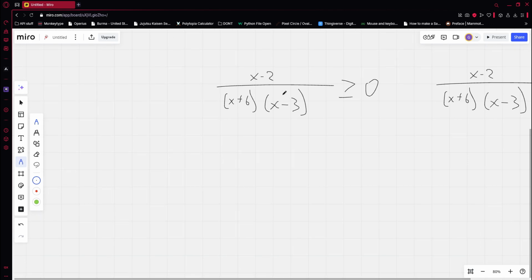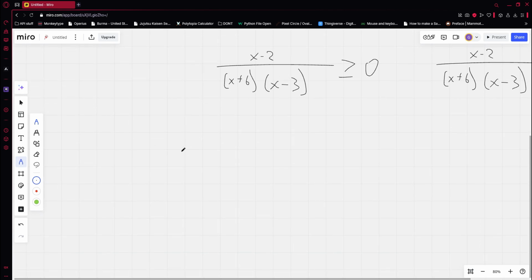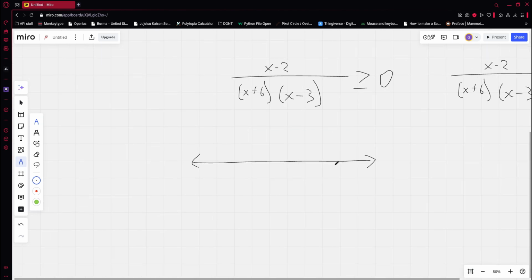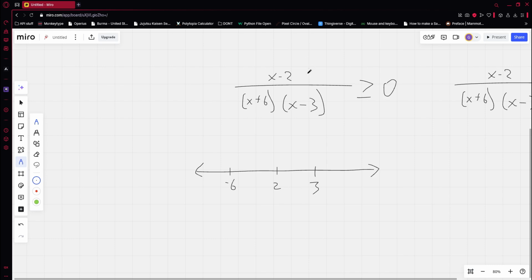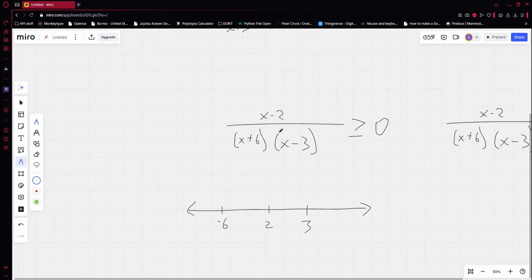So we just factor as normal, right? We have all our zeros here. Draw our sign chart. Okay, we have negative 6, 2, 3. We plug in a test value for this first initial point. Let's say negative 10. So negative 10 minus 2, negative. Negative 10 plus 6, negative. Minus 3, negative. So it will all be negative. Negative times negative is positive. Negative over a positive is negative. So we start negative.